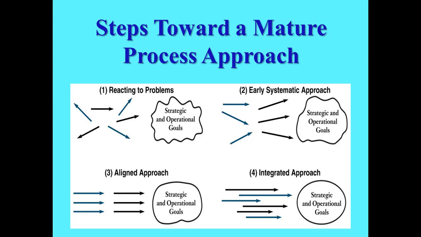Number 2 illustrates some amount of uniform, some common consistent directions of the processes or arrows. So this is an improvement of the first phase. This is the phase of early systematic approach, which should be further developed into alignment and eventually an integrated approach. As I said, the ultimate target is integration.